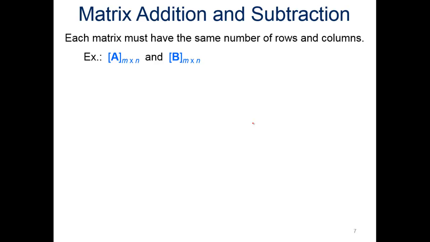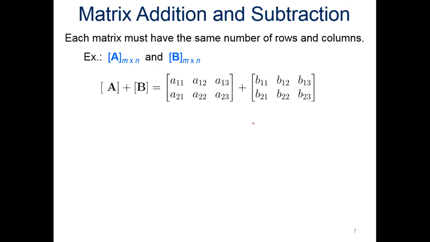So, basic matrix addition and subtraction. Each matrix must have the same number of rows and columns to be able to add or subtract them. So if we have matrix A with M rows and N columns and matrix B with M rows and N columns, we can add those. So here's an example of a 2 by 3 for matrix A. We've got 2 rows right here, and we've got 3 columns, 1, 2, 3, and the same thing with B.